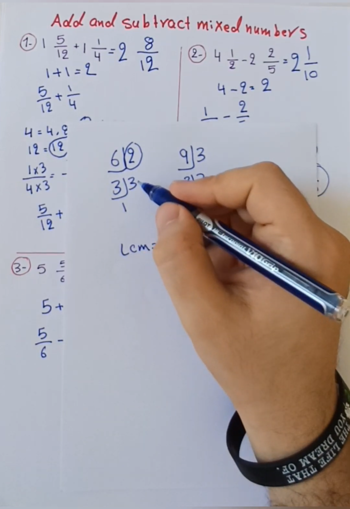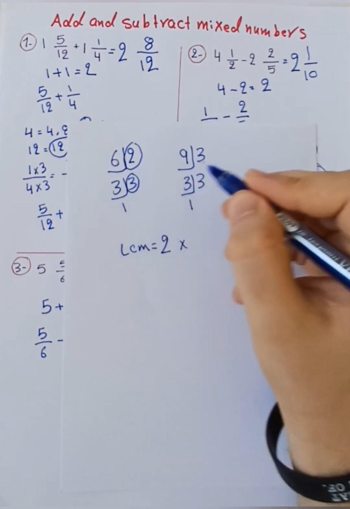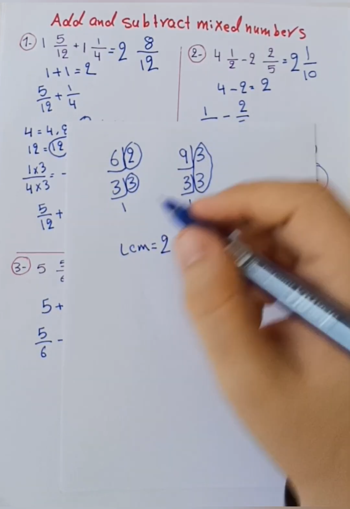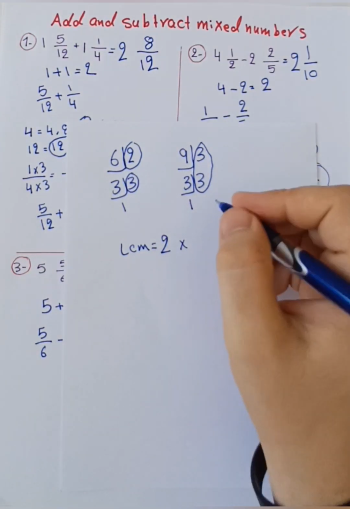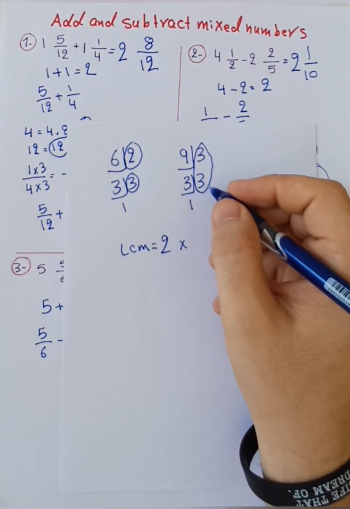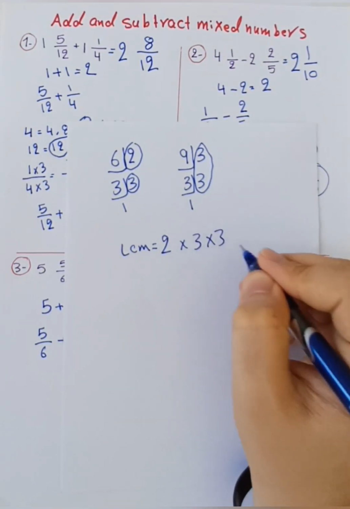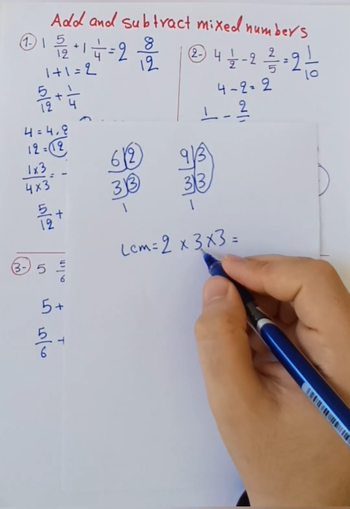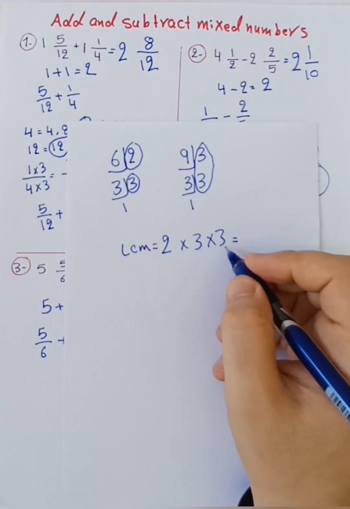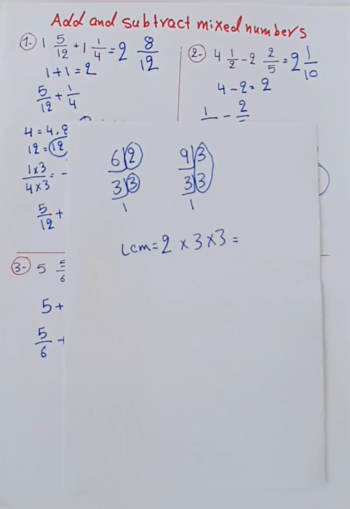And then in the first number we have one 3. In the second number we have two 3s. So we have to take the most repeating numbers. We have to take these two 3s, times 3. So 2 times 3 equal to 6, and 6 times 3 equal to 18.